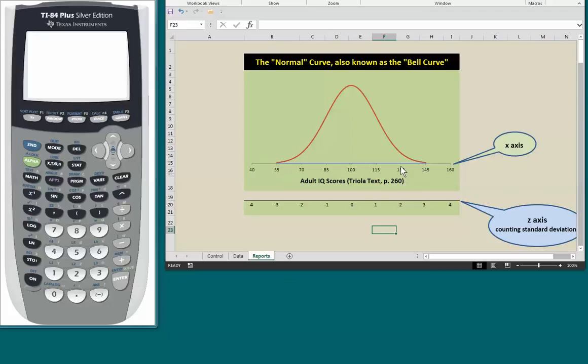130 is 2 standard deviations above the mean, so its z-score is 2. 70 is 2 standard deviations below the mean, so its z-score is -2. And that's why I show this z-axis here, to make it really obvious what we're doing when we find a z-score. Okay, so I have now found my x value, which is 115, and that's right here.